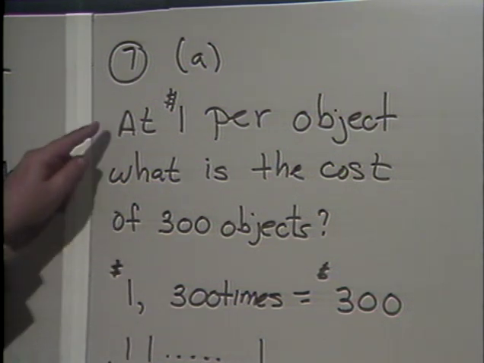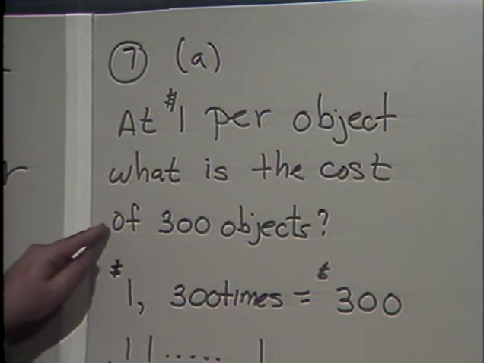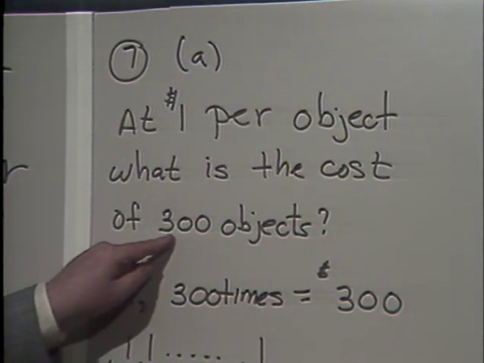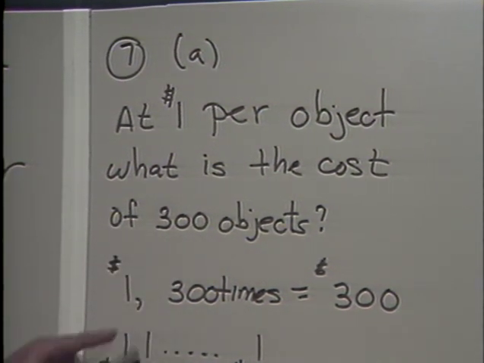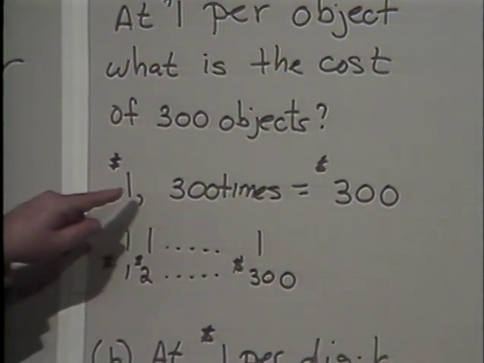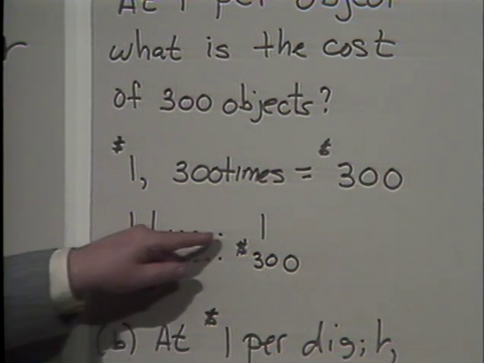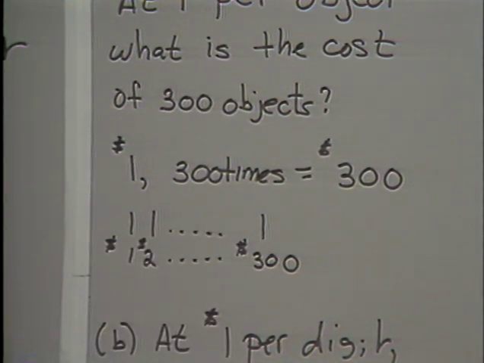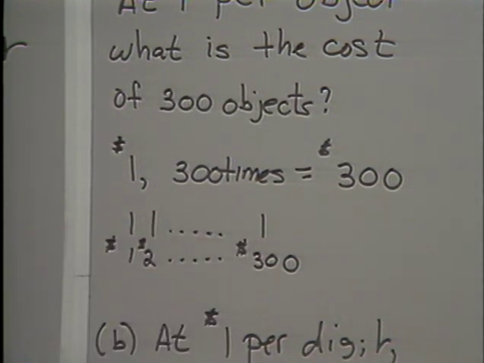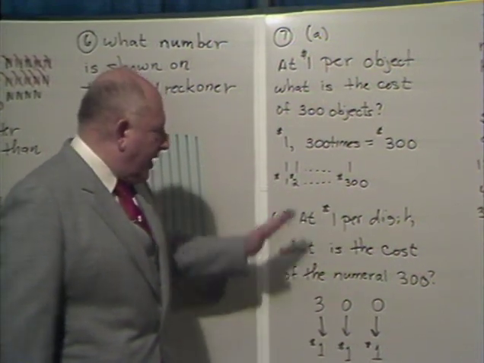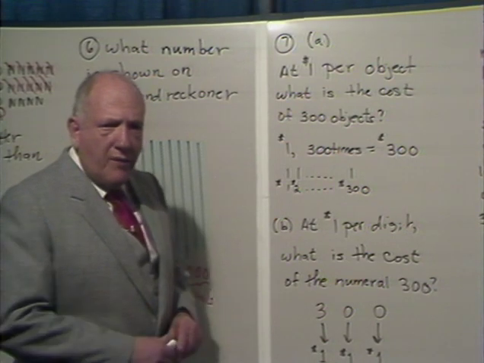Part A says, at $1 per object, what is the cost of 300 objects? Well, if you're paying $1 for each object, you're paying for 300 objects $1 300 times. So in other words, at a rate of 300 times $1, you're going to be paying $300. In terms of tally marks, imagine that you have 300 tally marks here, 1 for each object, and now you're paying what? $1, $2, $3, $4, $5, all the way up to $300. That's all Part A says, okay? At $1 per object, you're paying $300 for 300 objects.